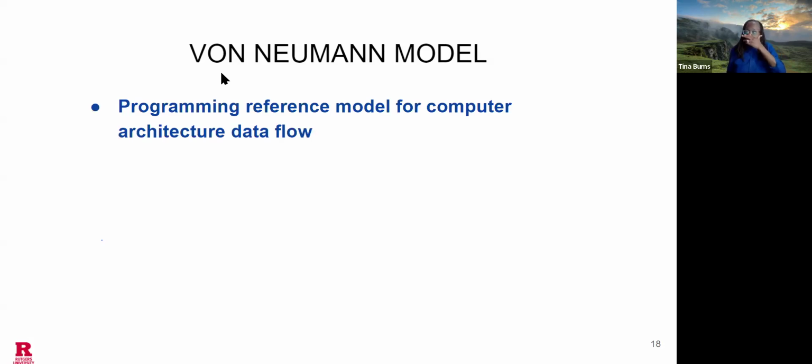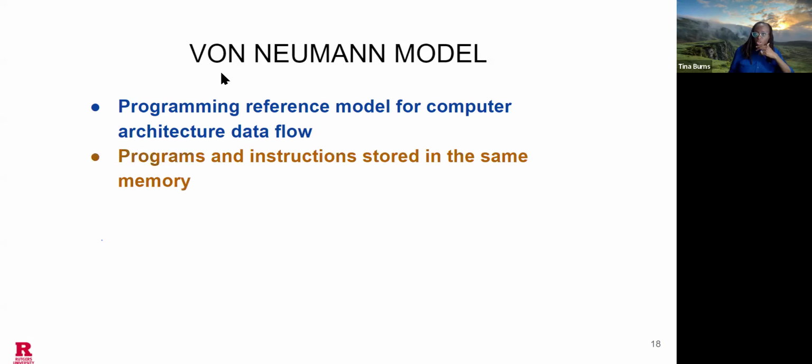Your von Neumann model is really a reference for your computer architecture and data flow. For this particular model, the programs and the instructions are all stored in the same memory. That means you have one memory bus, and you are sending both your programs and your instructions in that same memory bus. Now there's another model called a Harvard architecture, which has two separate buses.